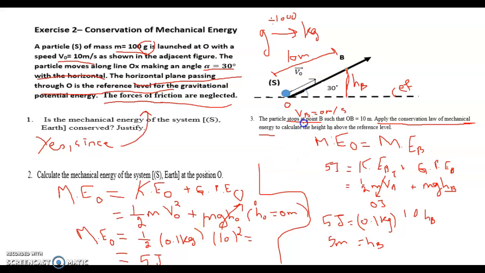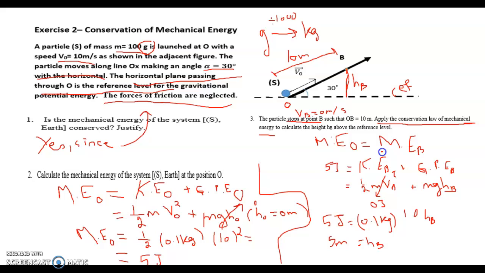Then they say the particle stops at point B. So this means that vB is equal to 0 meter per second, such that OB, the distance covered by the particle, is 10 meter. Apply the conservation law of mechanical energy to calculate the height hB above the reference level. So to be able to solve the exercise, let's first represent hB on the figure. We represented it perpendicular, starting from B perpendicular to the reference level. They specified the method by which we have to calculate hB, so we have to stick to it. We cannot use another method as long as they specify the method that we have to use.